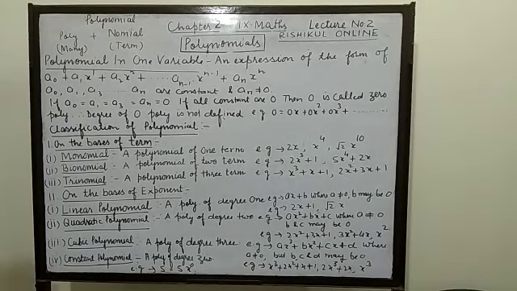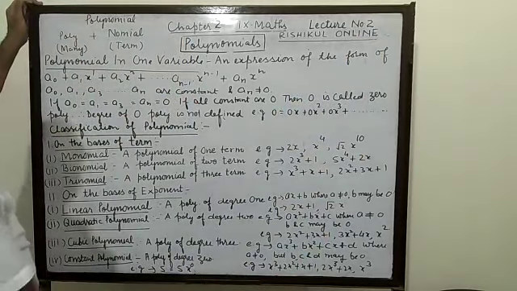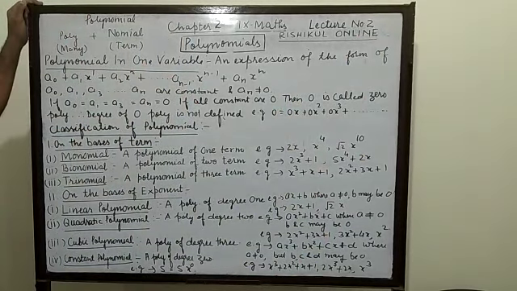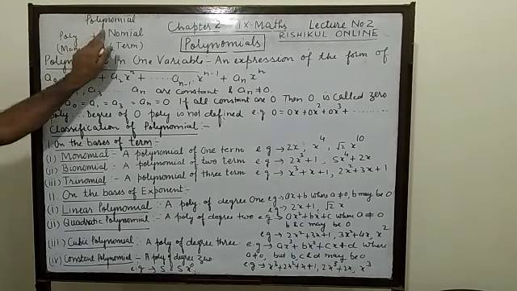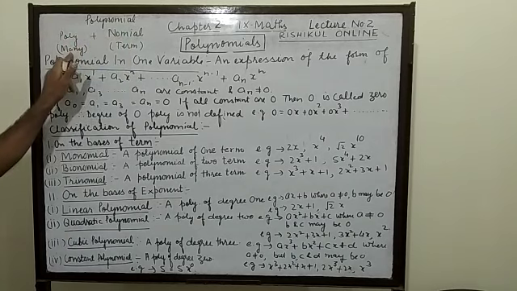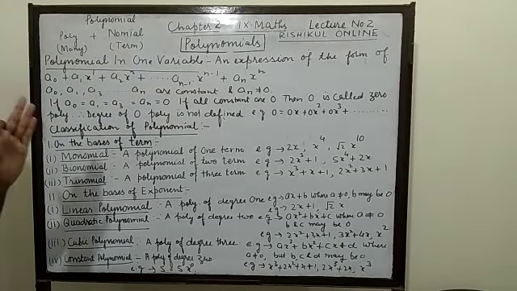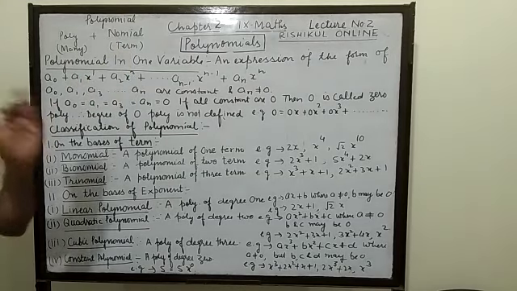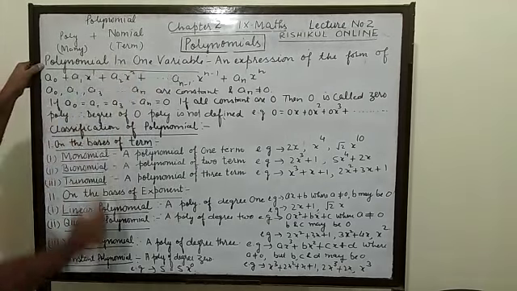Good morning, students. In lecture number 2, I will discuss the basics of polynomials. Then I will tell you what a polynomial is. The word polynomial is derived from two words, poly and nomial. Poly means many, nomial means term. An algebraic expression which has many terms is called a polynomial. Today I will discuss polynomials in one variable.